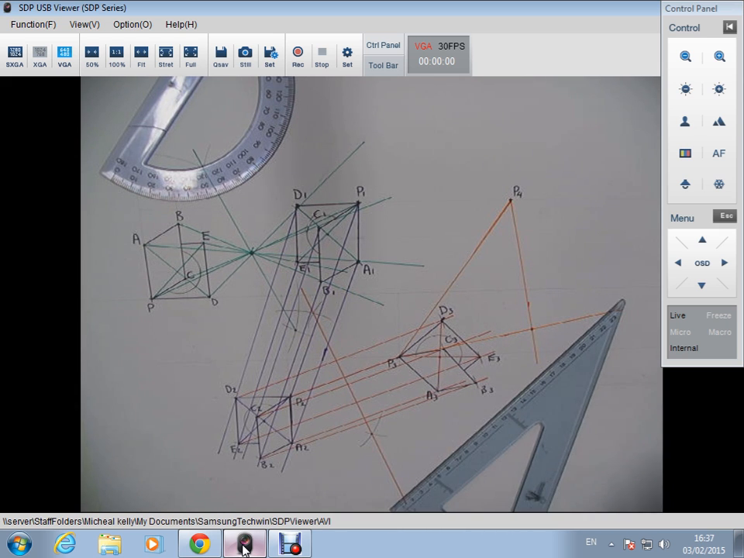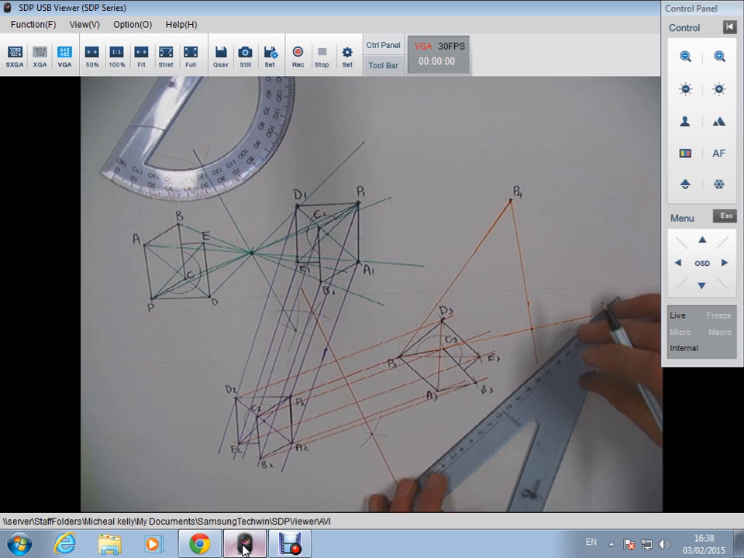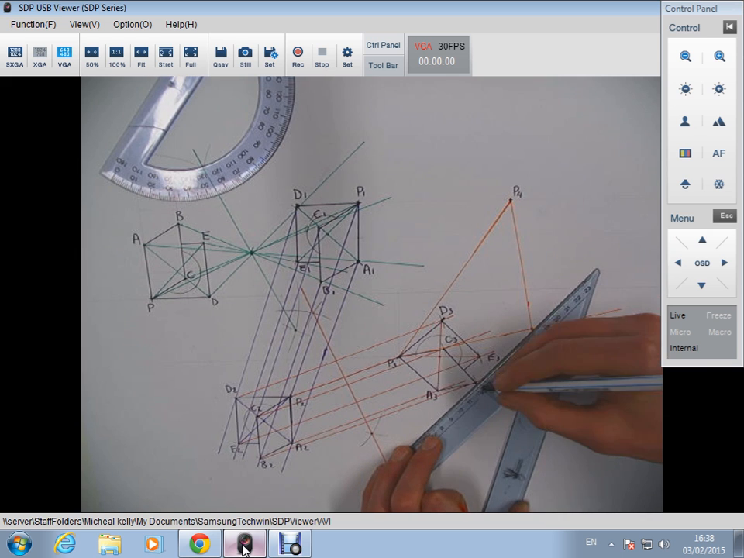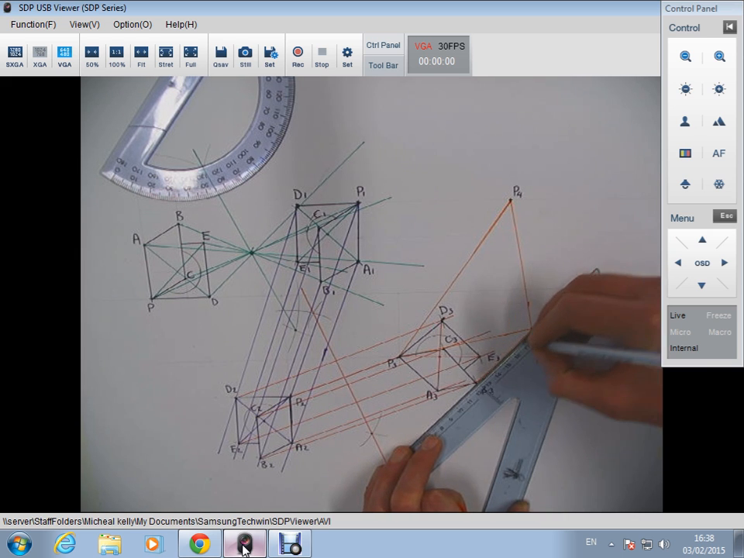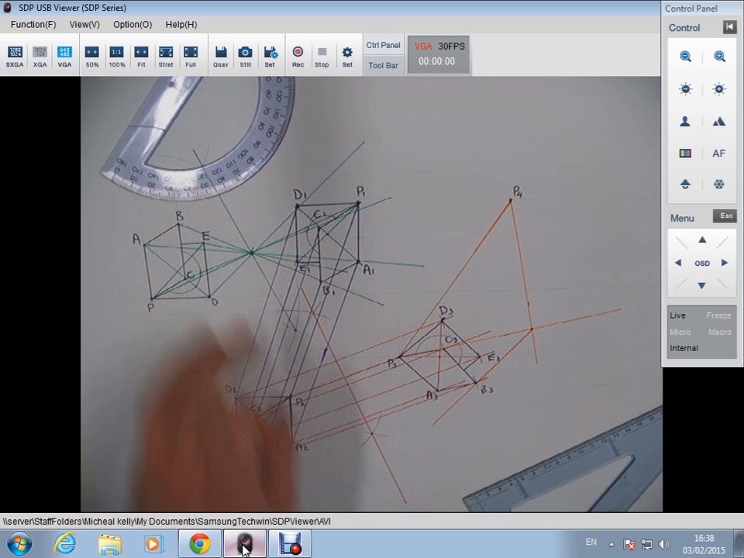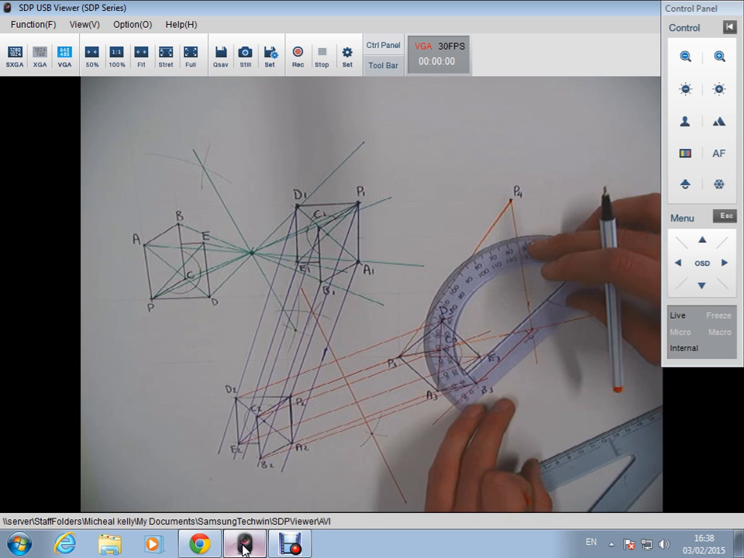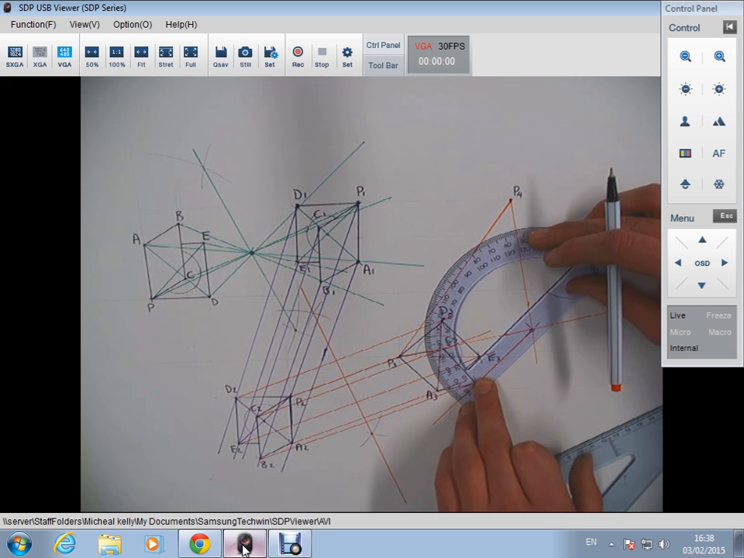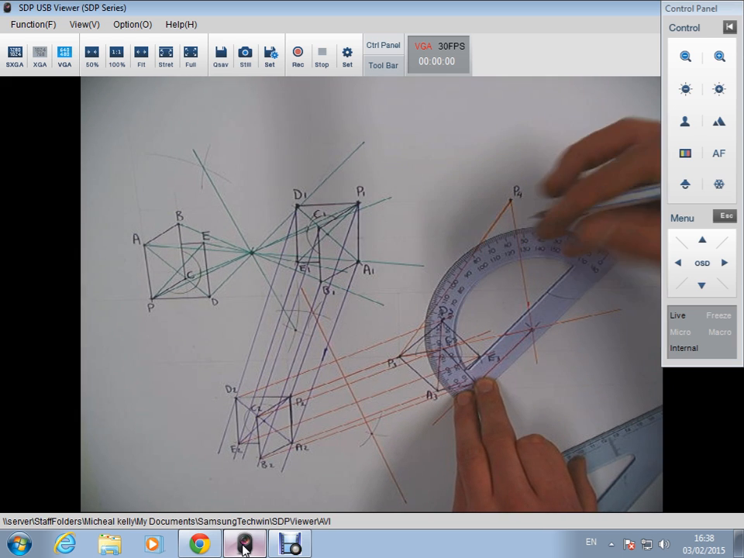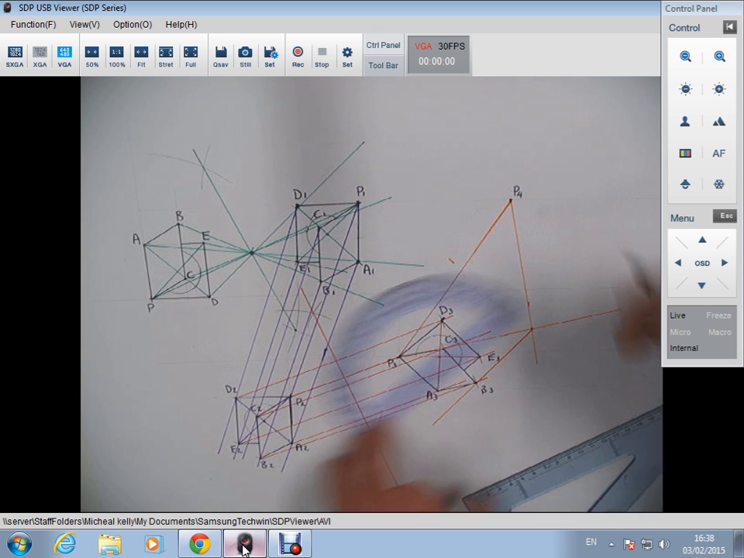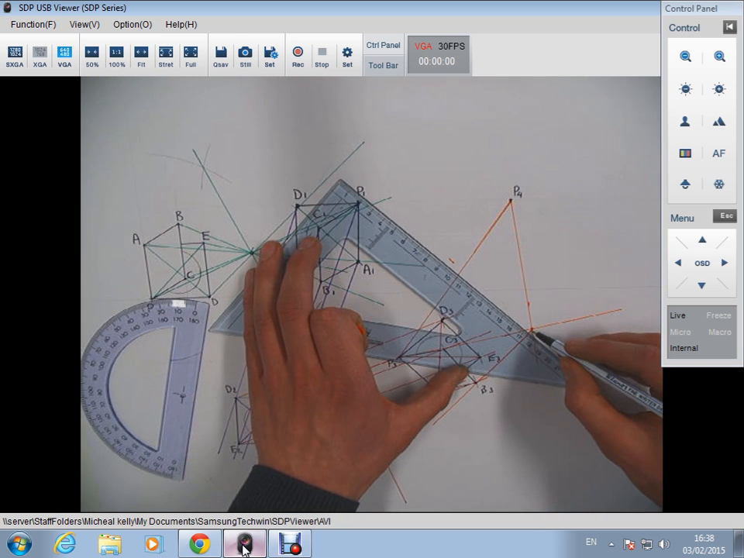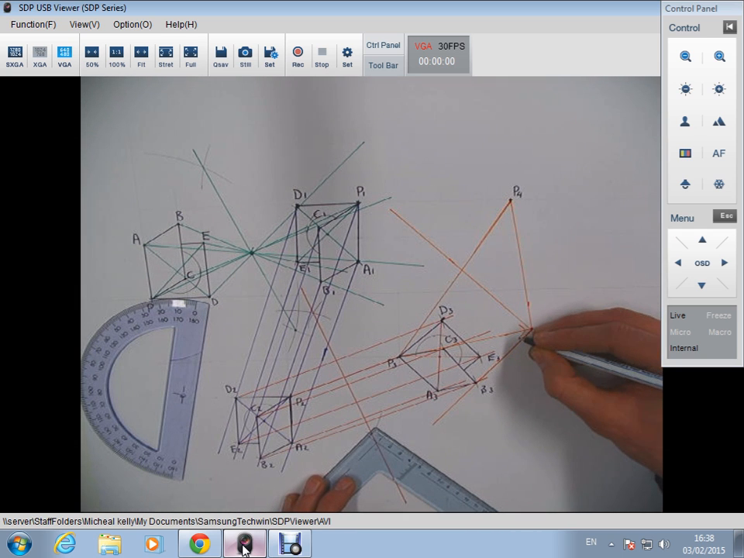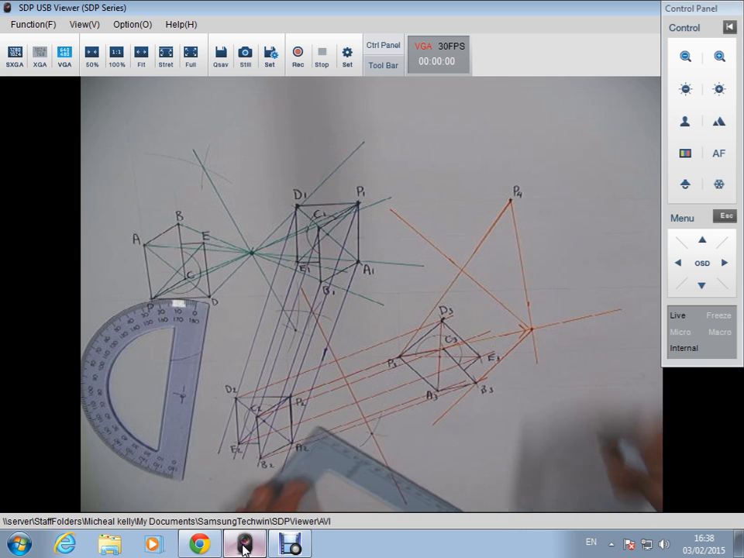So the procedure for rotation is, first of all, I join the point I want to rotate back to the point of rotation. In this case, it's point B3 to the point of rotation. I'm going to measure off the required angle, which in this case is 90 degrees. So putting the center of my protractor down on the point of rotation and lining up with the line I've just drawn, I'm going to measure off an angle of 90 degrees. This angle inside here is 90 degrees in relation to the line B.